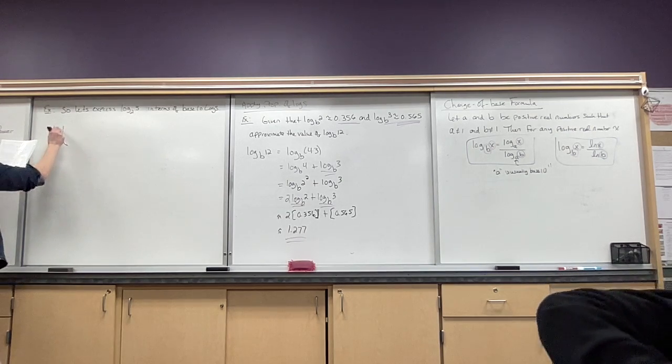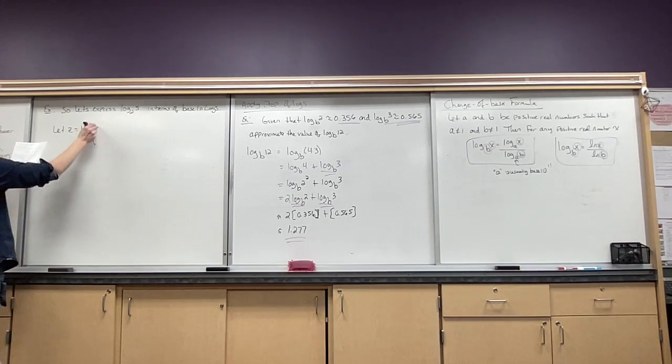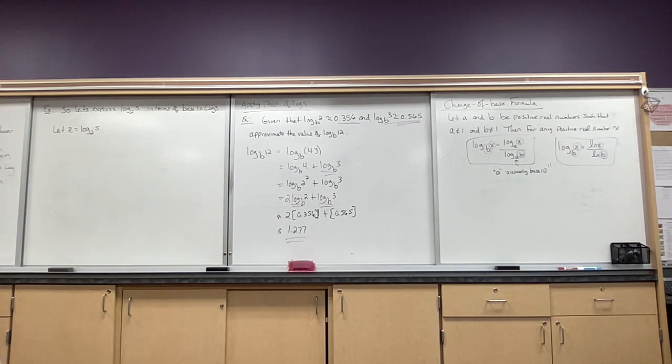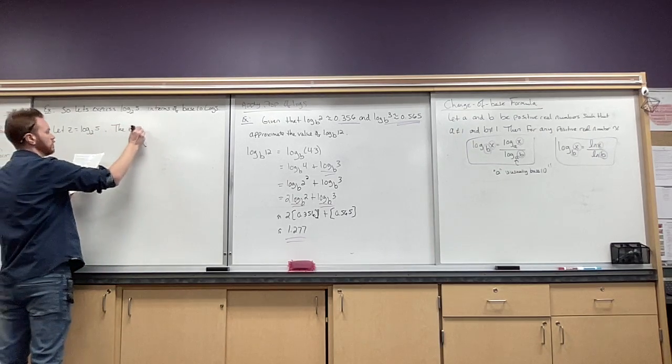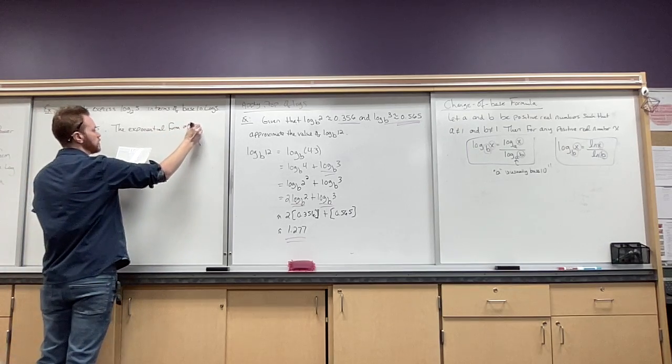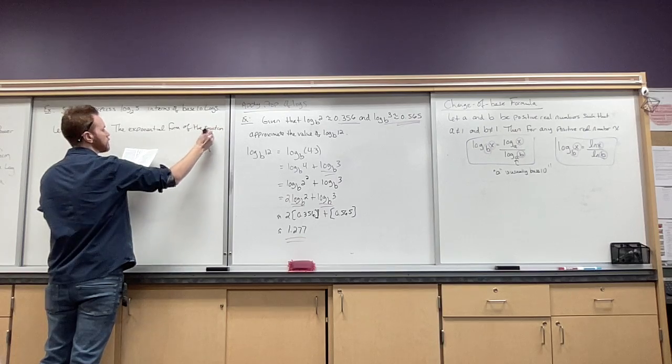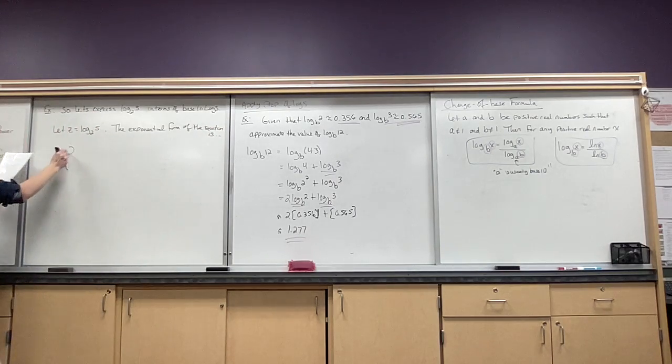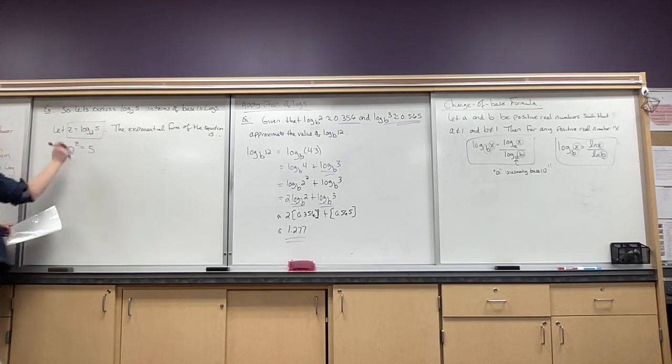So let z be log base 2 of 5. Let's just set it equal to some number. I don't know what log base 2 of 5 is. It's some decimal, but let's just let it equal z. The exponential form of the equation, oops, out of space, is 2 to the z equals 5. Just using stuff we did in the past. So I took this log and transformed it into its exponential.